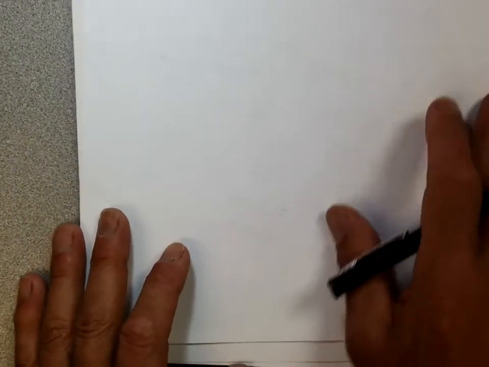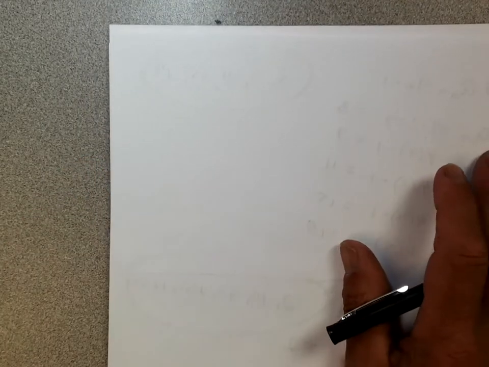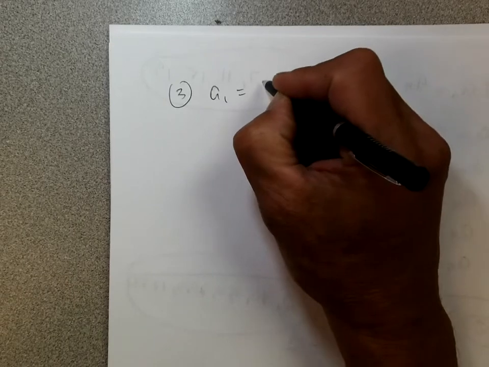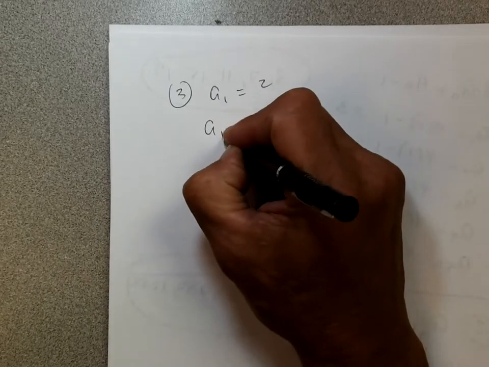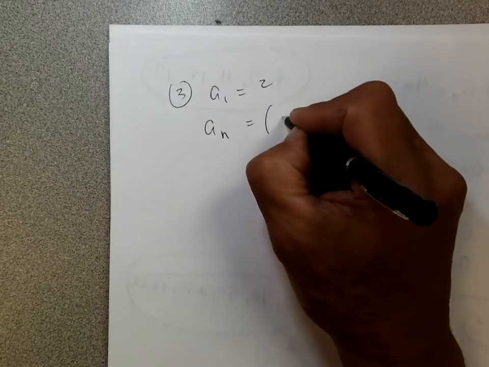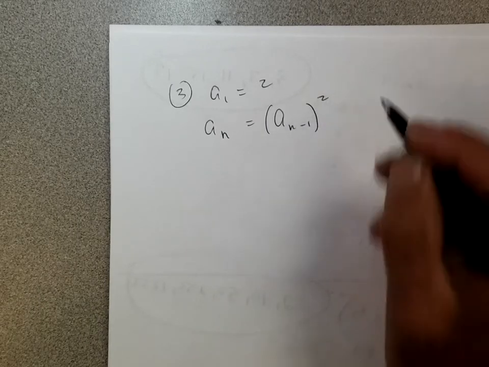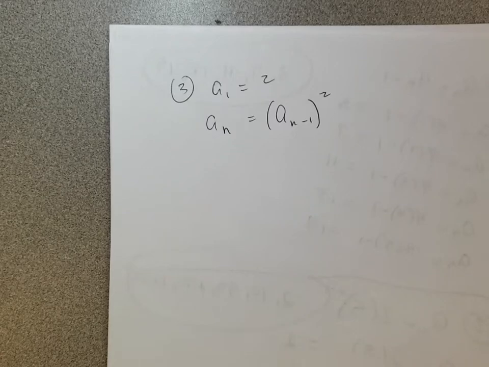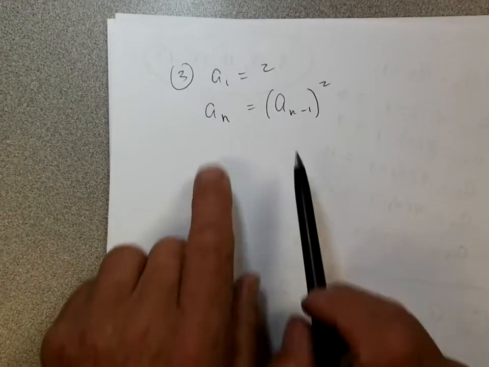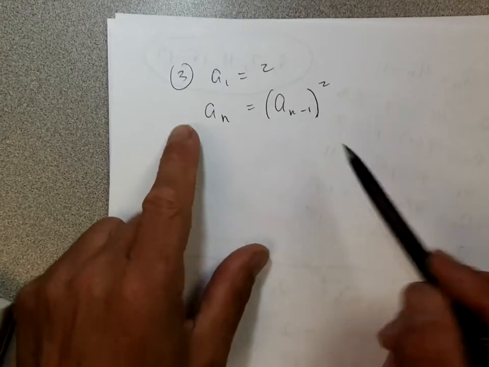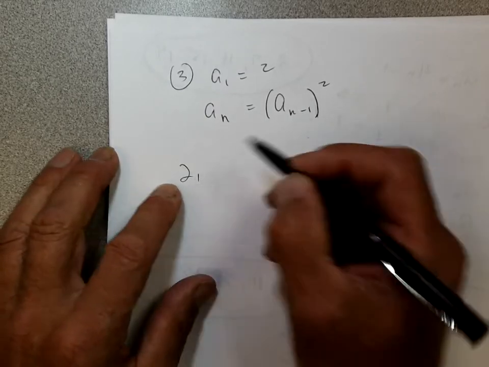Now number 3 is a little different because it's in a different form. Number 3 is different because we get A1 is equal to 2, and we got A to the n equals A to the n minus 1 squared. Okay. So this goes way back. This is what we call a recursive formula. This means take the previous term, right? So if the first term is 2, right?